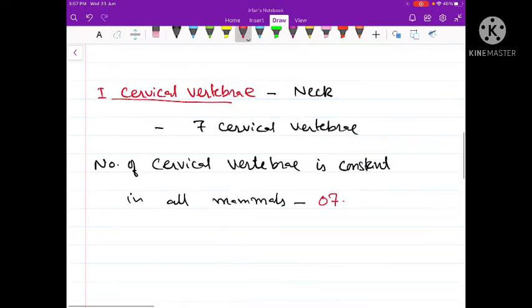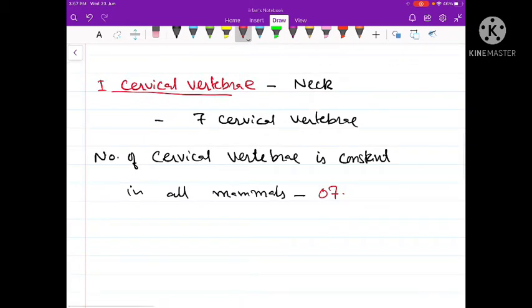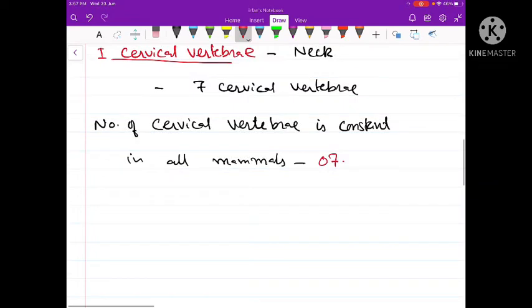There are exceptions, I will be telling those. Be it a mouse or the giraffe or the whale or the platypus, all mammals have 7 cervical vertebrae in their neck. Now you can note the exceptions to this number.